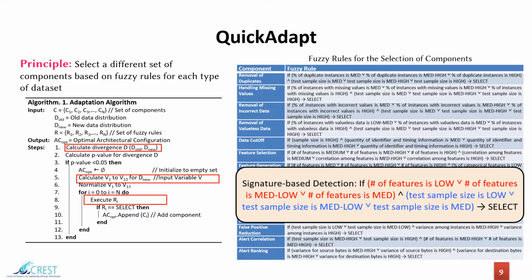So the adaptation algorithm works in the following way. First we calculate the divergence between two data sets. If the divergence is statistically significant, in that case, adaptation is triggered. And when it is triggered, the first thing we do is some descriptive statistics of the data, and then we execute all these rules to decide which of the components should be operationalized.